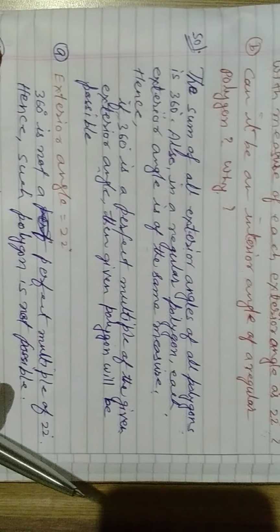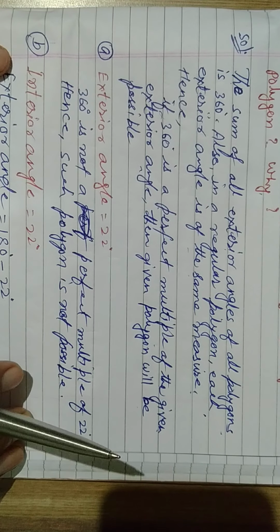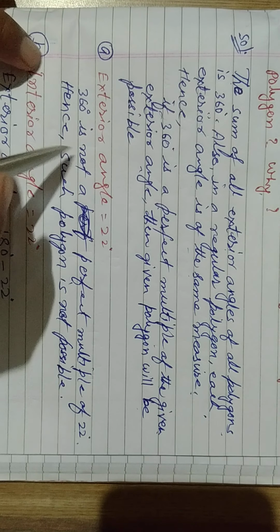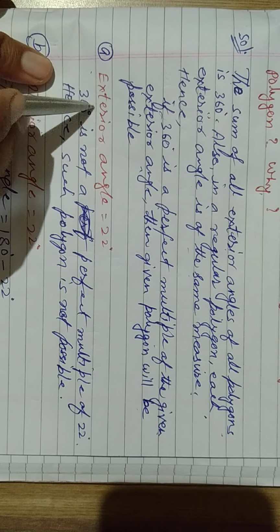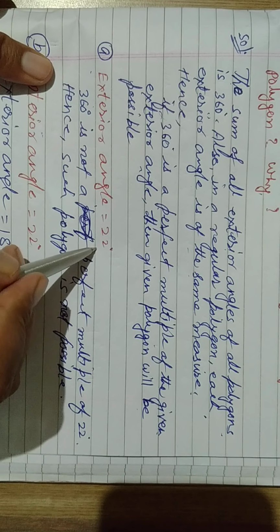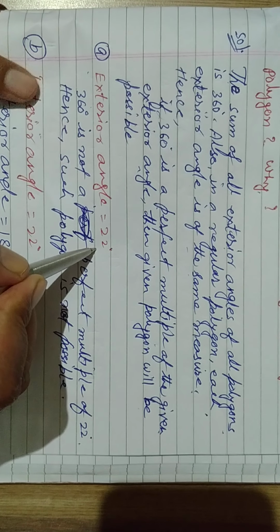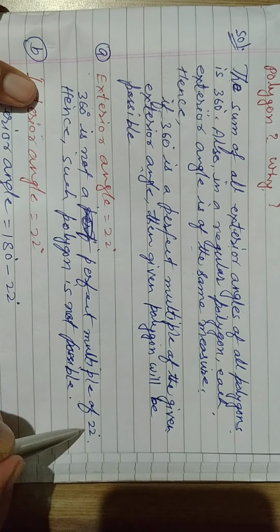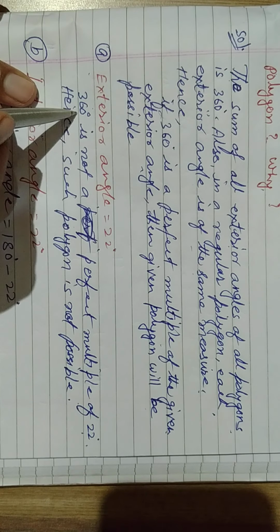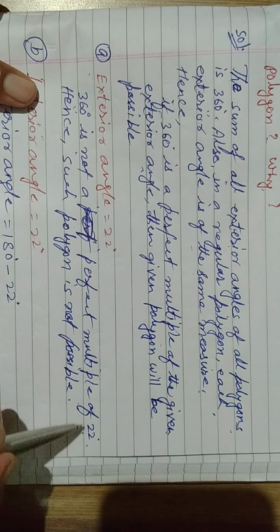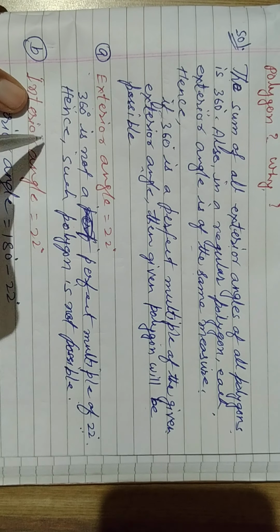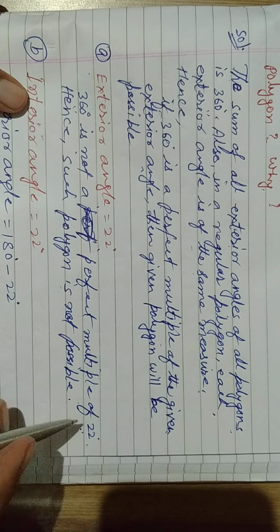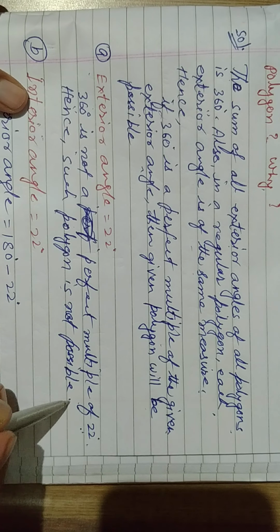So, a. In these two, a and b, first we will find the exterior angle. Exterior angle is 22 degree, given in the question also. So 360 degree is not a perfect multiple of 22 degree. Hence such a polygon is not possible.